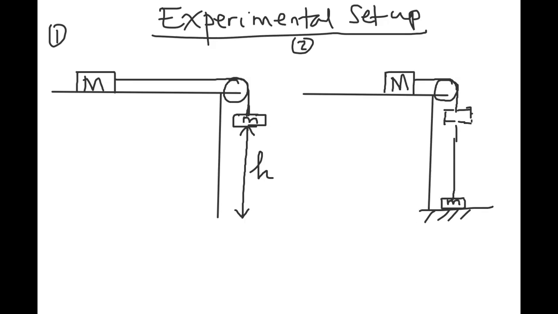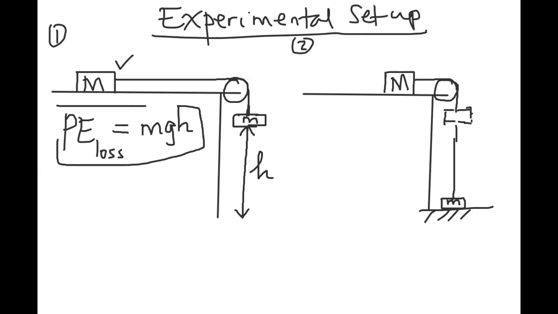Now, we have to realize that there is a potential energy loss when the small mass moves down here. Realize that the bigger mass is not changing its height, so there is no change in its potential energy. But for the smaller mass, there is a loss of potential energy equal to mgh, the mass times g times the height.